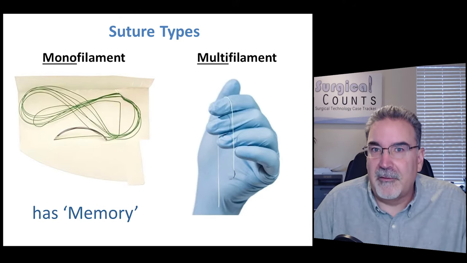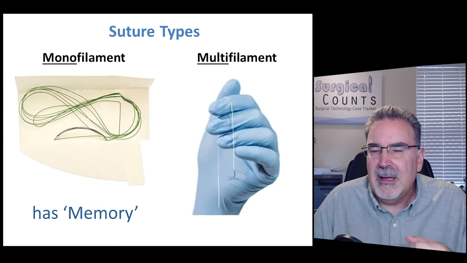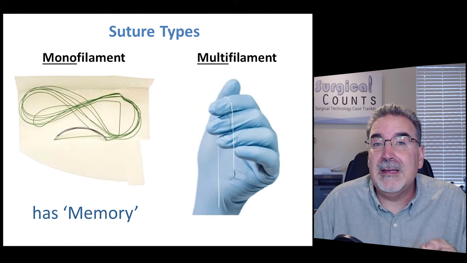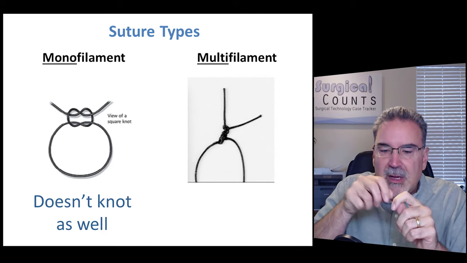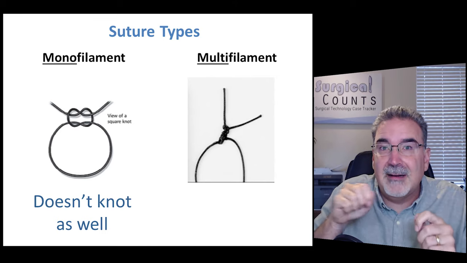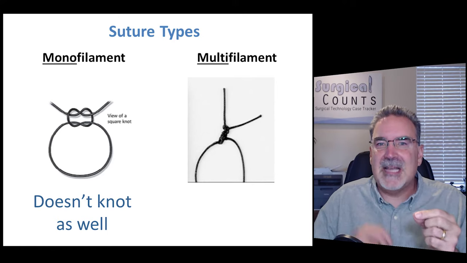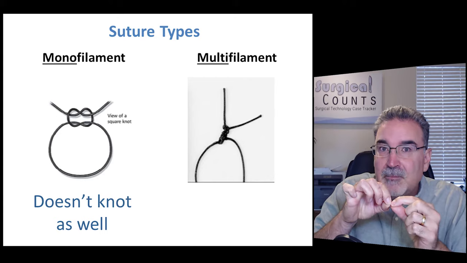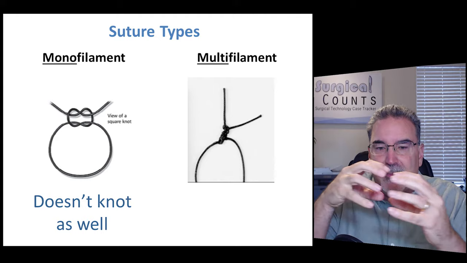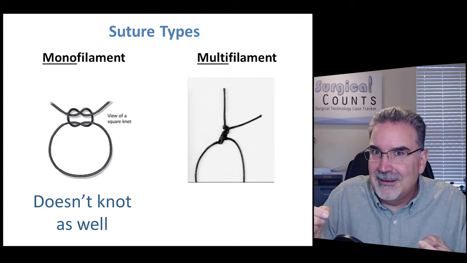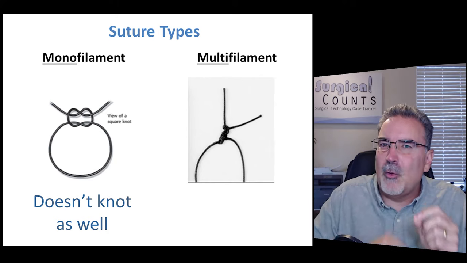So while handling monofilament suture, which has that memory, which likes to spring back into its original shape, it can be a little challenging. Where it really comes into play is when you're trying to tie the knot. You're trying to suture and tie that knot together and make that knot hold. So what happens is that suture that has memory doesn't tend to knot as tightly as suture that doesn't have memory. It tends to want to spring back to its original shape, and the original shape was not in a knot. So it wants to open that knot back up, which makes these knots not quite as tight as they otherwise would.